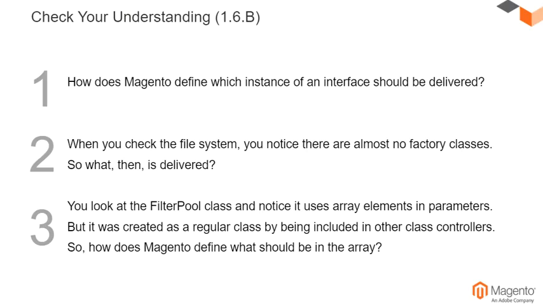How does Magento define which instance of an interface should be delivered? When you check the file system, you notice there are almost no factory classes. So what then is delivered? You look at the filter pool class and notice it uses array elements and parameters, but it was created as a regular class by being included in other class controllers. So, how does Magento define what should be in the array?